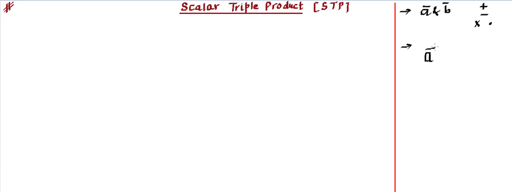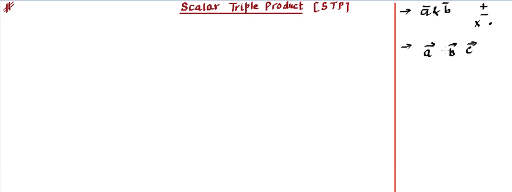Let's say we have vector A, vector B and vector C. So these three vectors we want to multiply. Now what are the options available? There are going to be two places where the operations have to be assigned. One at this location, another at this location.